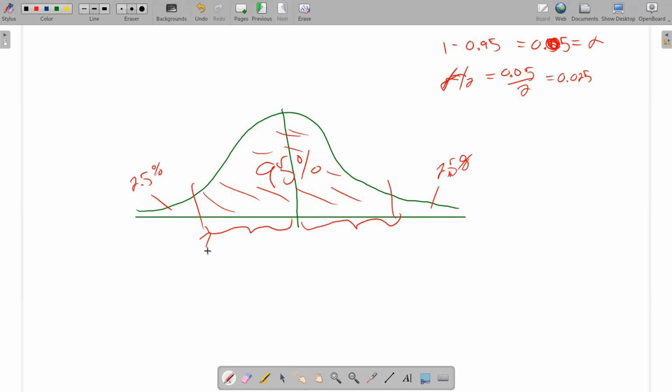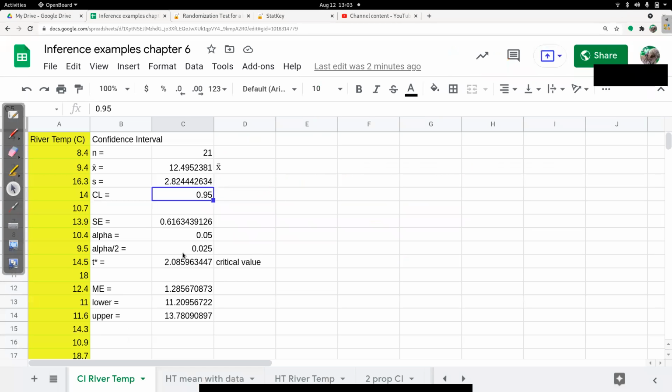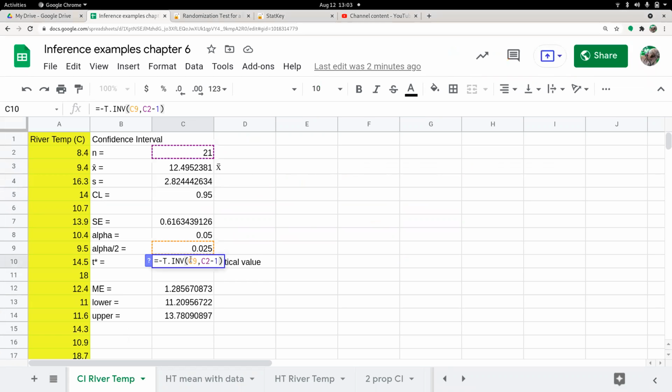What we want to know is what these two numbers are. What's the t-score? Whatever the t-score is here, this one is just going to be the opposite of it. StatKey can calculate that for us, or we can go to a spreadsheet to calculate it. I just asked the spreadsheet to find that. It wants to know the tail probability, that 2.5% here, and then the sample size minus 1, which we also call the degrees of freedom. That was covered in section 6.2.